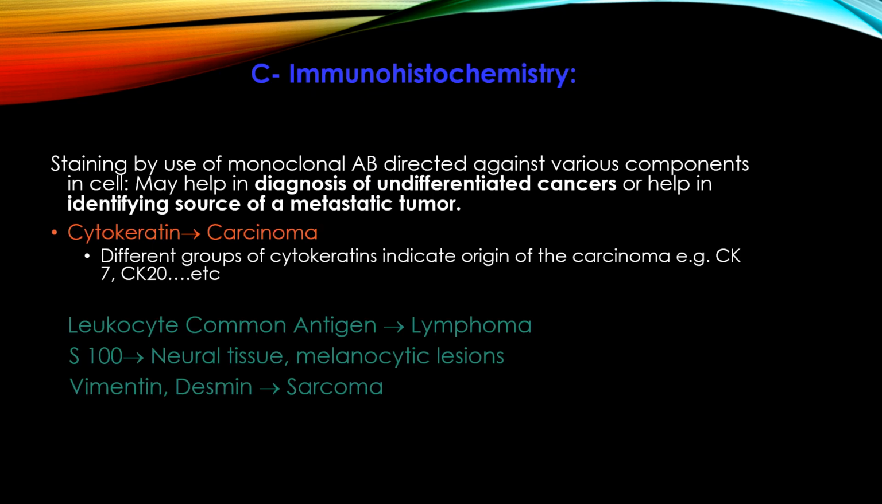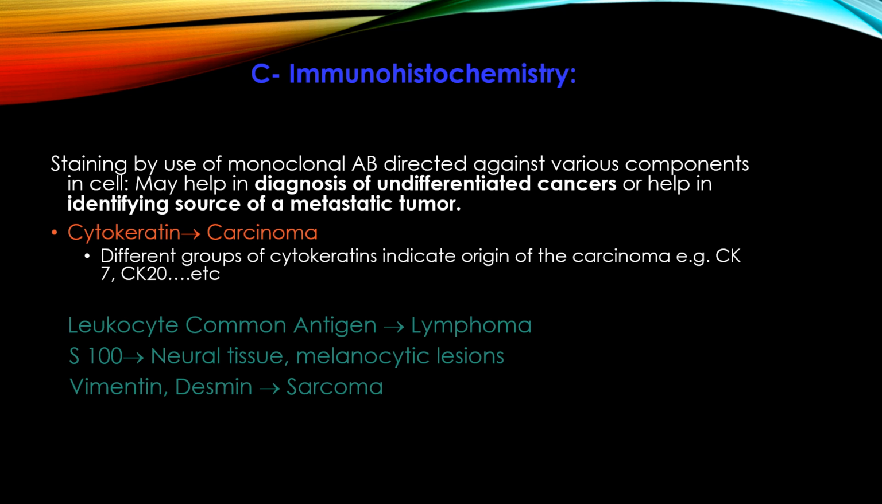So, immunohistochemistry is a method of staining by use of monoclonal antibody directed against specific components in the cell. And the main use of immunohistochemistry is diagnosis of undifferentiated cancers or help in identifying the source of a metastatic tumor. So if the patient presented with a lesion or a tumor, and they took a biopsy or did excision of the tumor, and you look at it under the microscope, and the tumor is very poorly differentiated or undifferentiated, so it does not resemble any of the usual types that we know in our minds. So we need to do special immunohistochemistry in order to classify this tumor and know from which cell it originates.